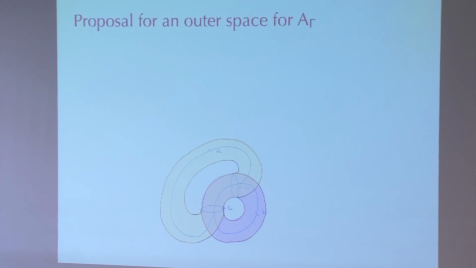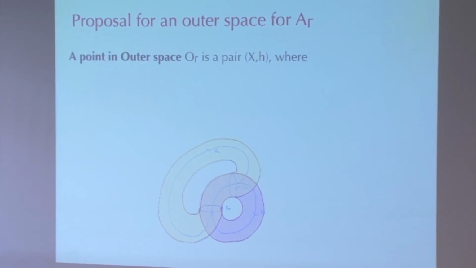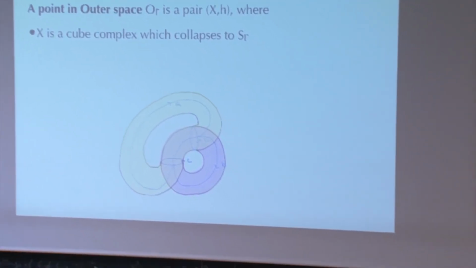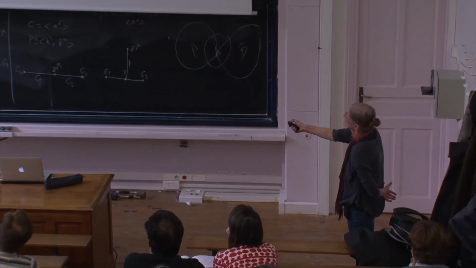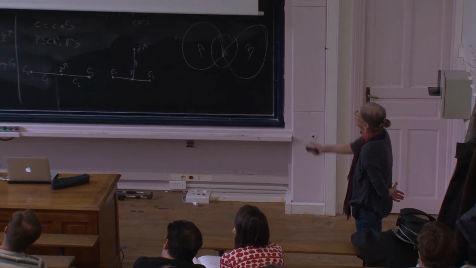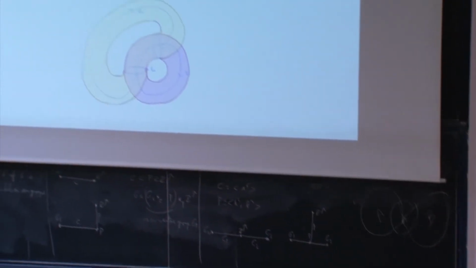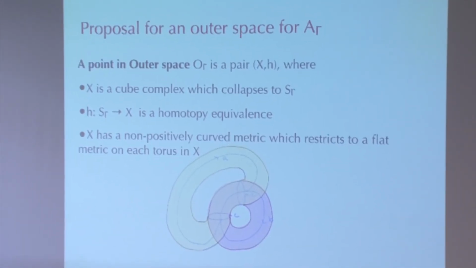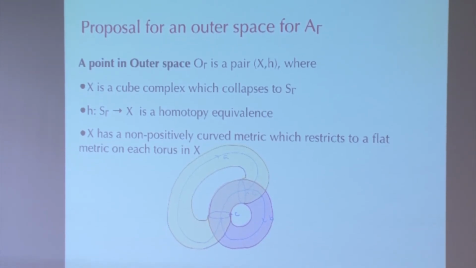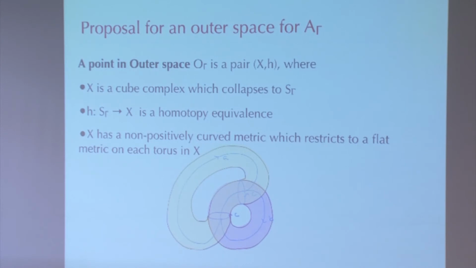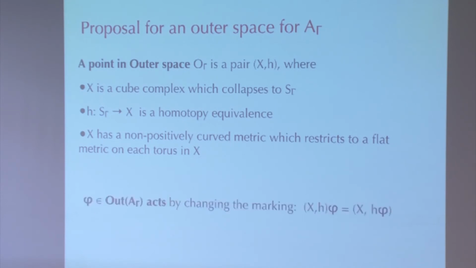Right. So here's my proposal for what an outer space should be. A point should be a pair where X is some kind of a cube complex which collapses to your standard Salvetti. So if you just collapse this part down to a circle, it collapses to the Salvetti. That should be a homotopy equivalence. And these guys should all have a non-positively curved metric which restricts to a flat metric on each torus in the picture. And the Out of Fn should act by changing the marking.